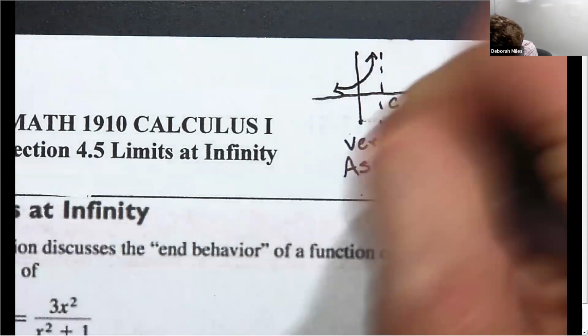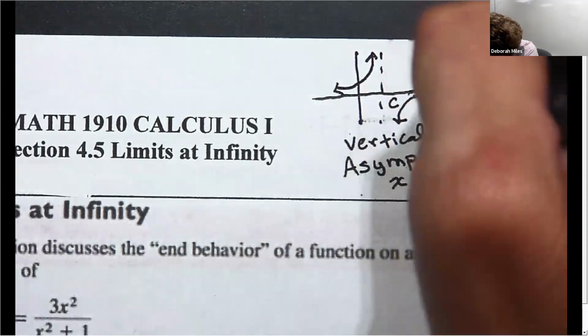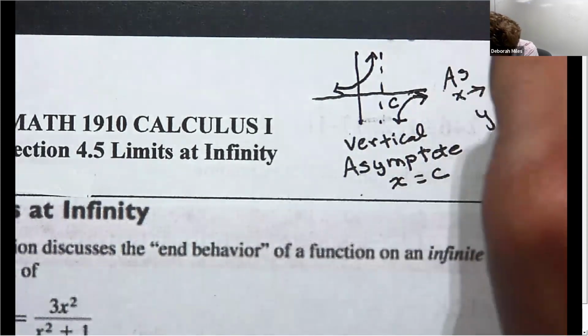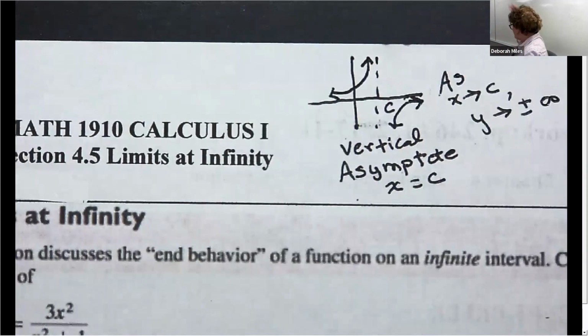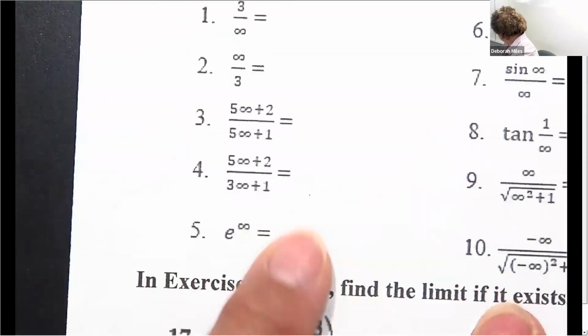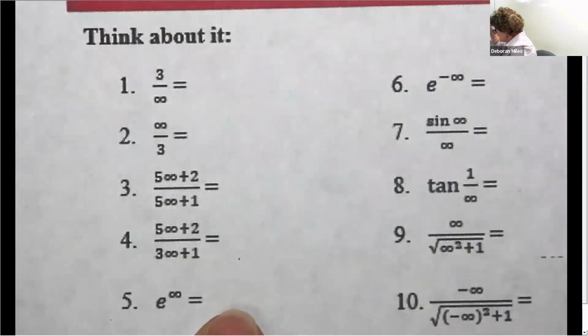As x approaches c, y goes to plus or minus infinity. So, definition of a vertical asymptote. Today we're going to have the definition of a horizontal asymptote. But before we do, I gave you a piece of paper. If you printed your notes this morning, then it had these 10 examples at the top. But if you didn't print your notes, then I laid a piece of paper on your desk that has those 10 problems on it. Let's talk about those first.